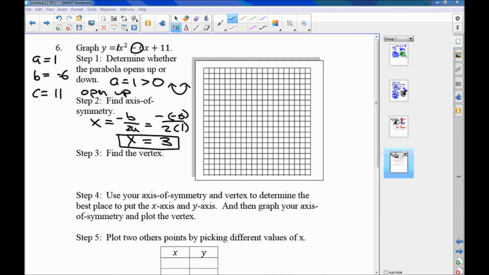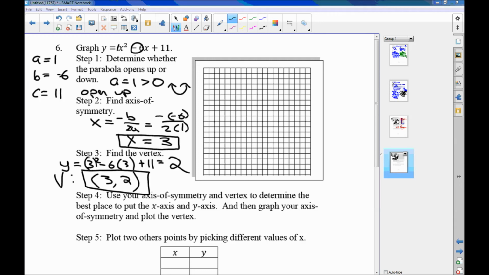And we want to find the vertex, so we're going to take the 3 and plug it back in. So y equals 3 squared minus 6 times 3 plus 11. That's 9 minus 18, which is negative 9, plus 11 is 2. Okay, so our vertex is going to be at the axis of symmetry x value, because that's what makes it move over 3 spots to be on the axis of symmetry, and then up 2. So (3, 2) is our vertex.